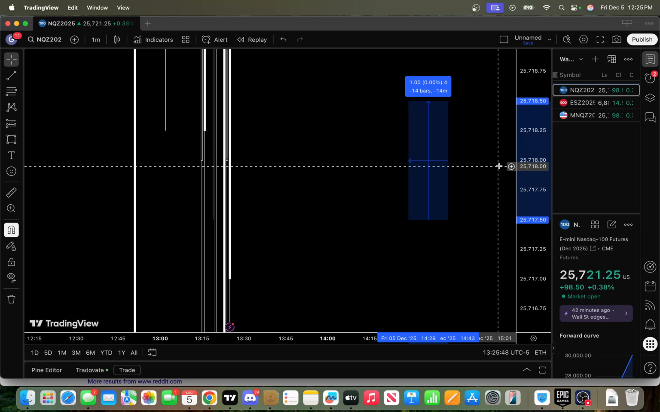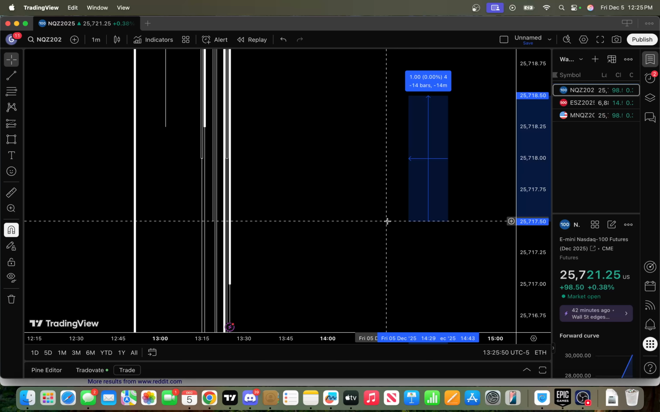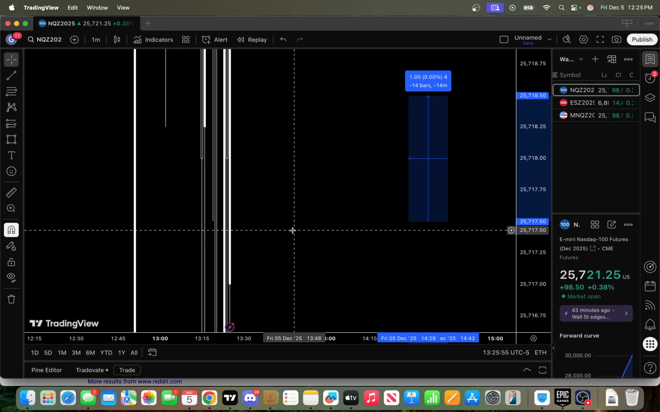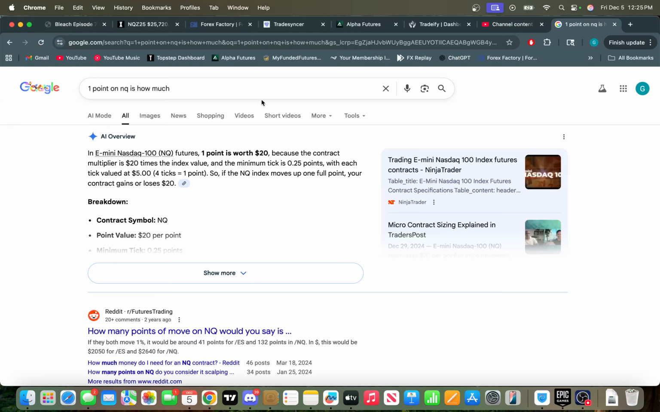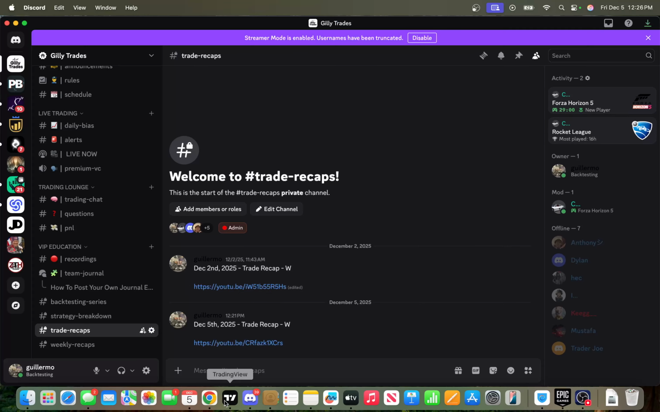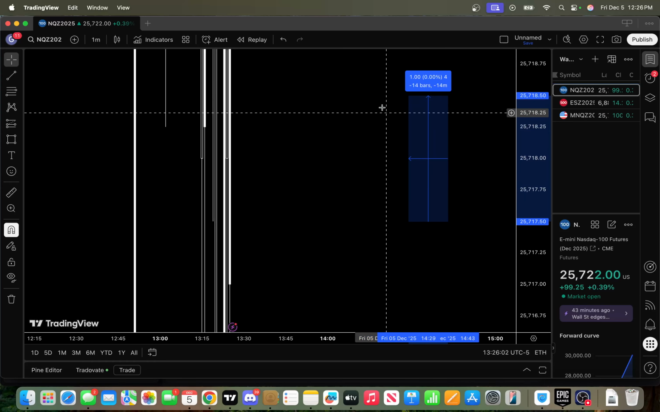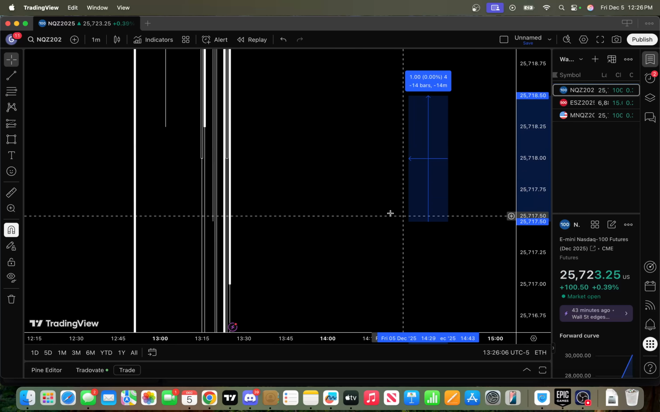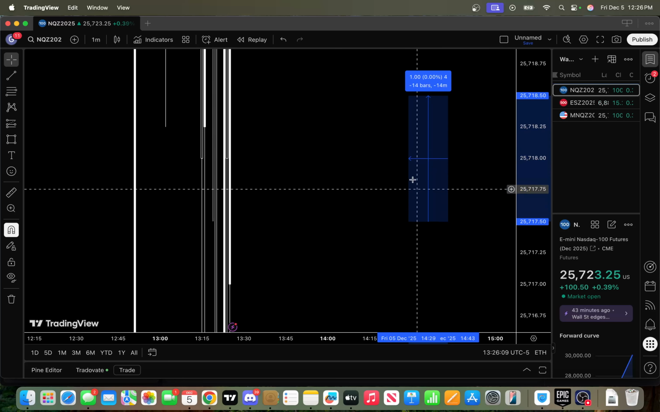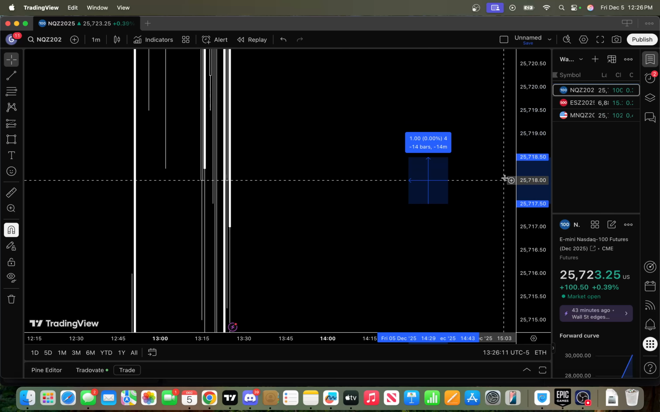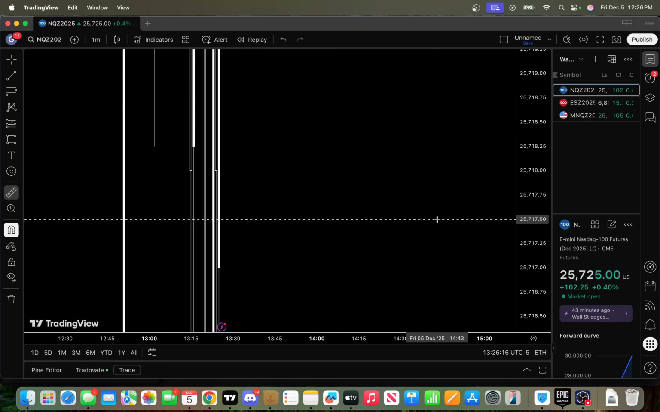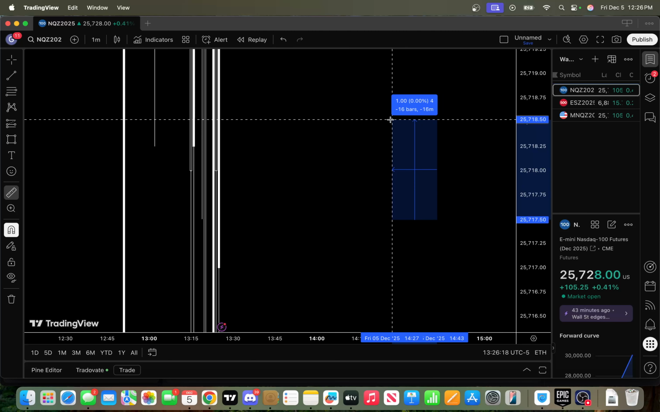Now what if I do two contracts instead of one? If I take this trade here and it goes up to here, I make 20, or sorry, 40. Yeah, I'd make double, so 40. If it's 3 contracts, I make 60. If I take 10 contracts, that's 200 just for 1 point. It's the same thing reversed.